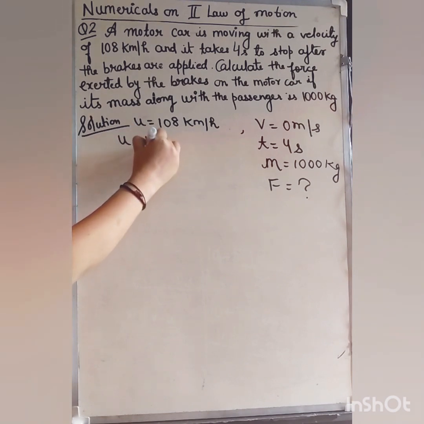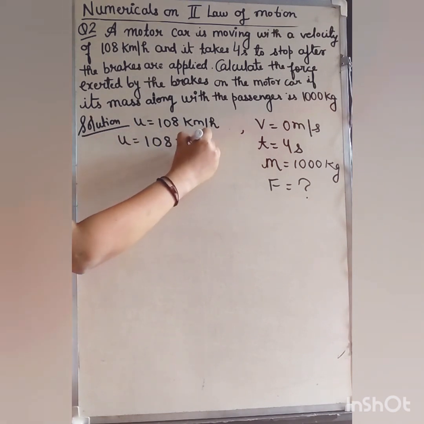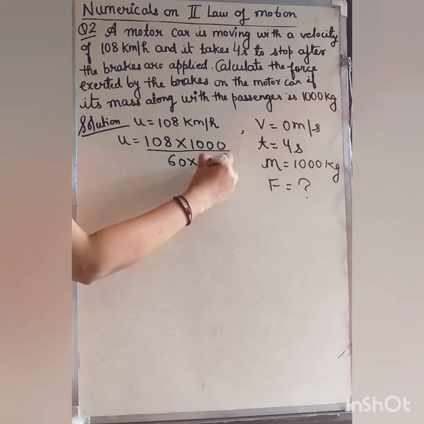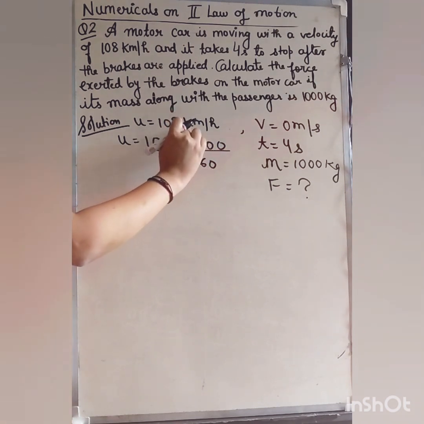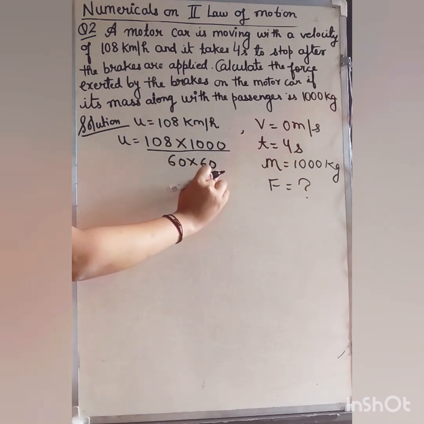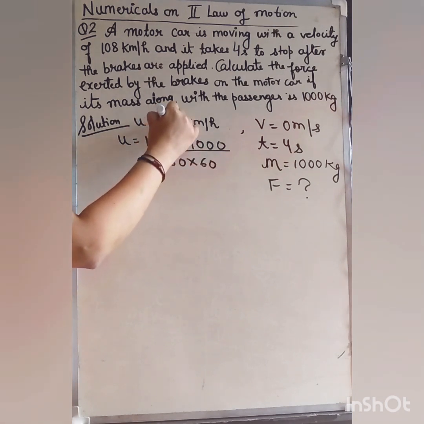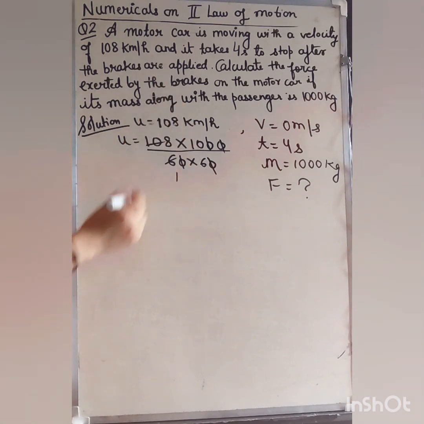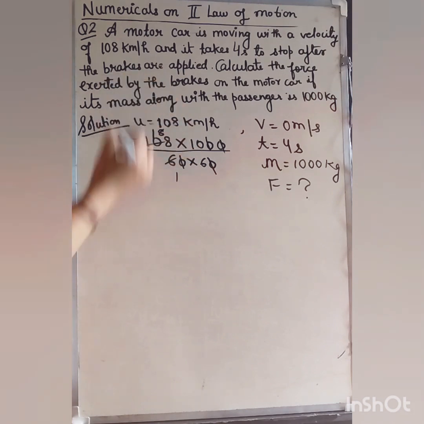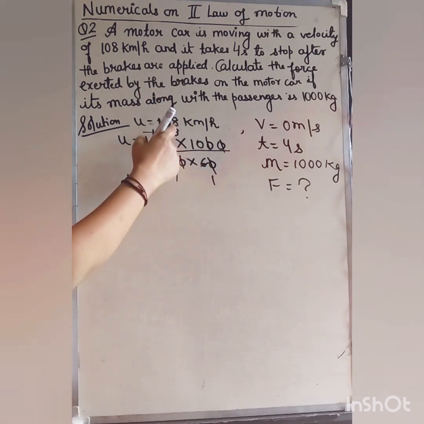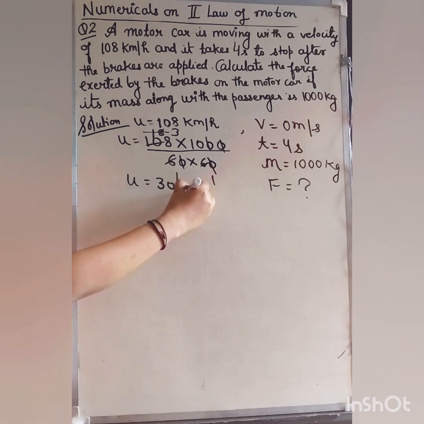So u will be equal to 108 multiplied by 1000 and divided by 60 into 60. Let me remind you, 1 kilometer is equal to 1000 meter and 1 hour is equal to 60 into 60 seconds. So the answer I get will be in meter per second. The 0 and 0 cancel. 6 1s are 6, 6 8s are 48, and 6 3s are 18. So your value of u will be 3 into 10, that is 30 meter per second.